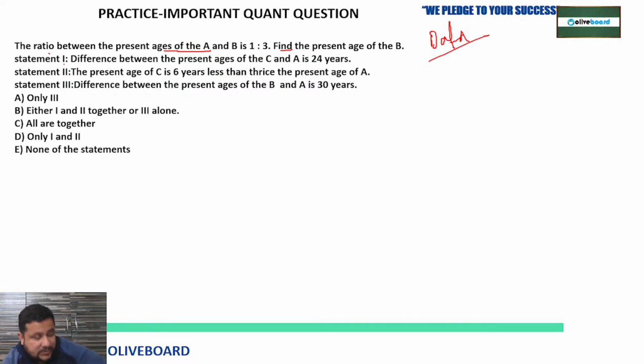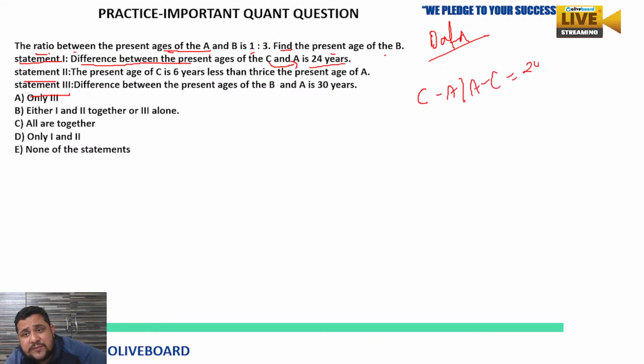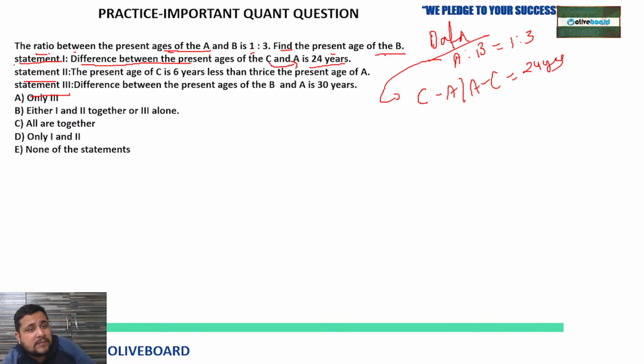Okay, so see, the first thing is the ratio between ages of A and B. That is given 1 is to 3. Find the age of B. Statement 1, statement 2, statement 3. Statement 1: the difference between the ages of C and A is 24 years. So by taking the difference of C and A, C minus A, this is 24 years. And one more data they have given at the start, the ratio of A and B, that is 1 is to 3. So by this can we get the age of B? No. So statement 1 alone is not sufficient.